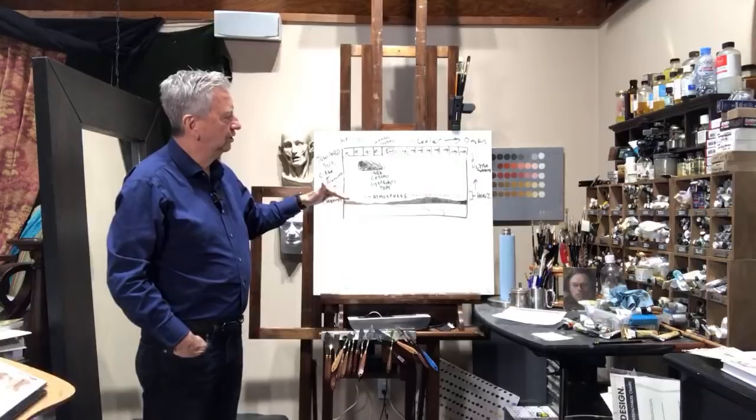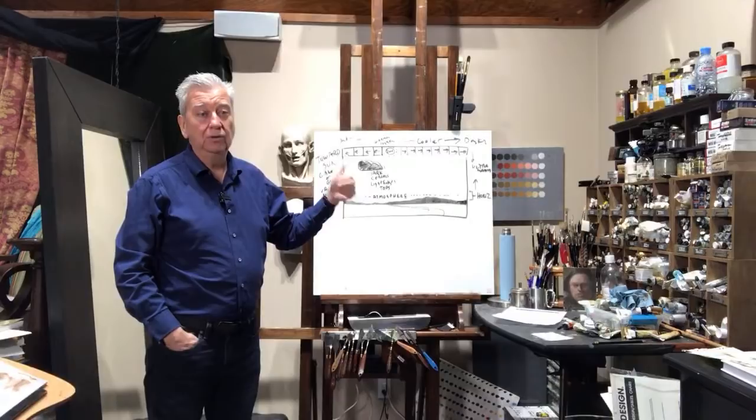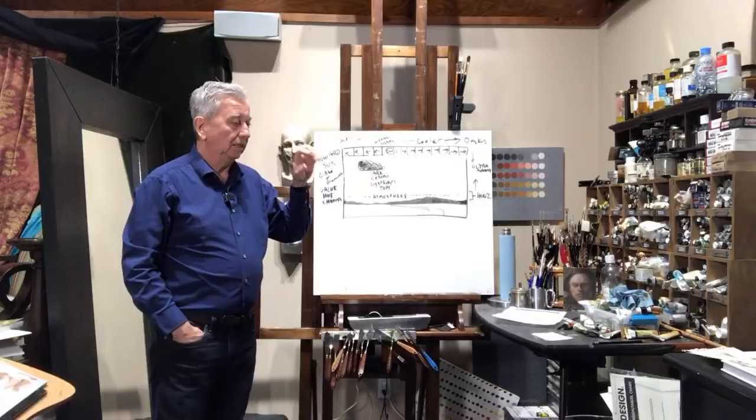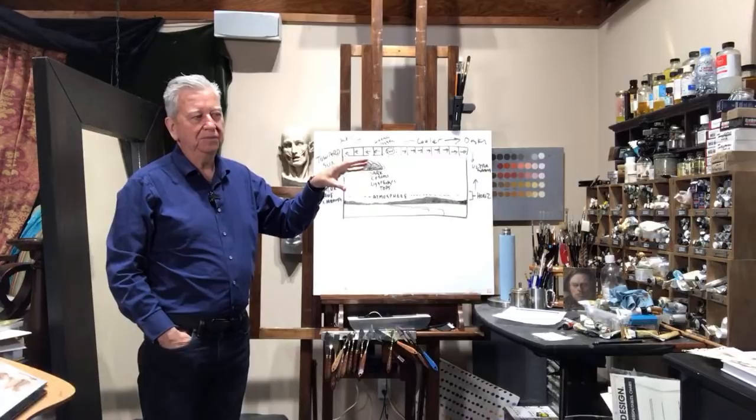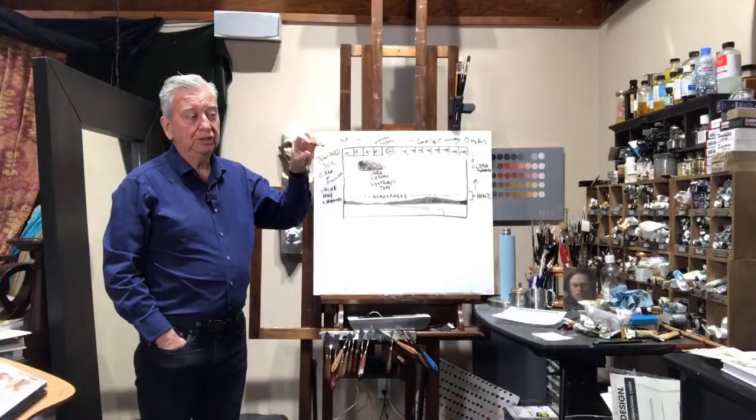You're talking about value. Value is darks and lights. Hue, which is, how do I explain that? Somebody jump in and help me here. And then there's chroma, and chroma is the brilliance. Hue is the color. Chroma is the brilliance of the color.